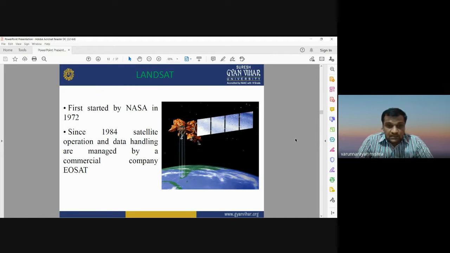The second very famous satellite is Landsat. Landsat has a series of satellites. It is one of the most widely used remote sensing satellites for different applications. The first satellite of the Landsat series was launched in 1972 by NASA. Since 1984, the satellite operation and data handling have been managed by a commercial company known as EOSAT. Initially its name was EOSAT, but later on its name was changed to Landsat.